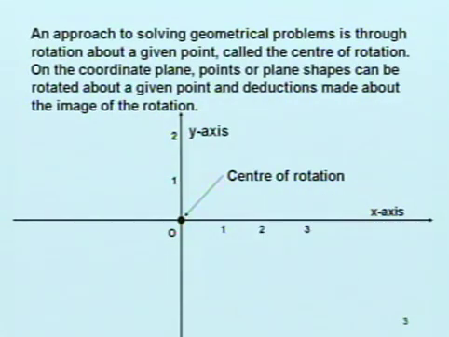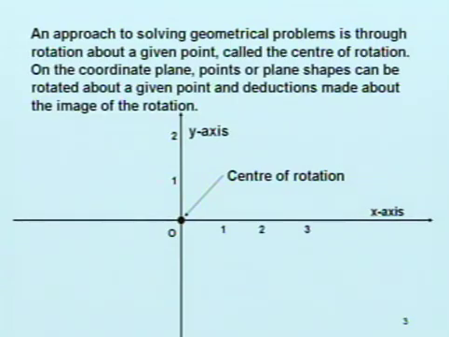An approach to solving geometrical problems is through rotation about a given point, called the center of rotation. On the coordinate plane, points or plane shapes can be rotated about a given point and deductions made about the image of the rotation. Look at the sketch of the graph here. We have the x-axis, which is the horizontal line, the y-axis, which is the vertical line, and the origin.